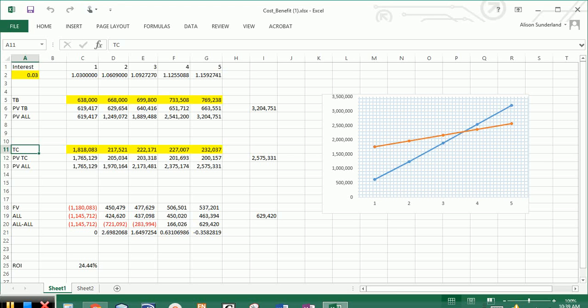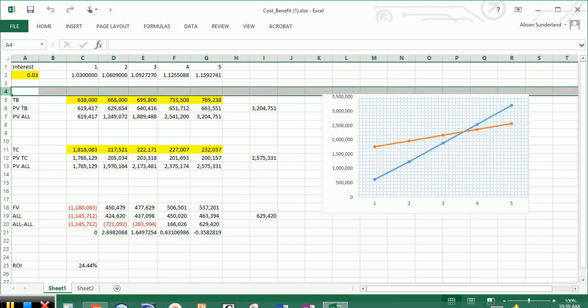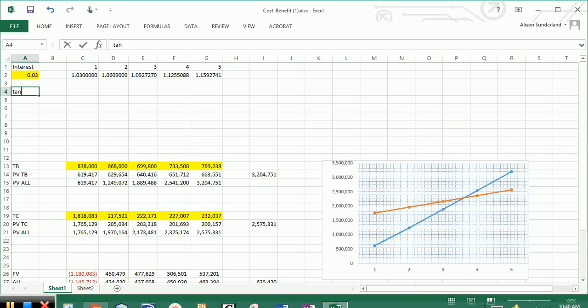Let's talk about the benefits first. There are two different types of benefits. There are tangible and intangible benefits. I'm going to add a couple of rows here above row number 5, and we're going to see if we can map out or monetize the benefits of my remodeling project. First thing that we're going to talk about are the tangible benefits.